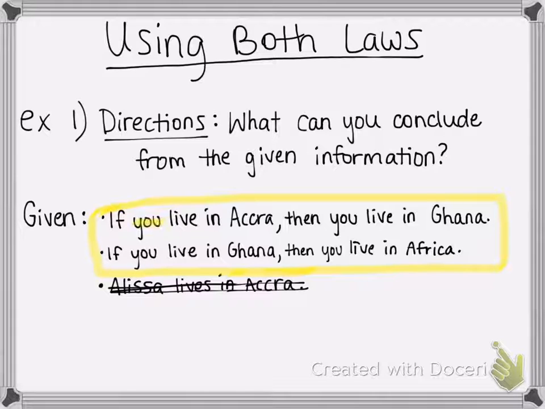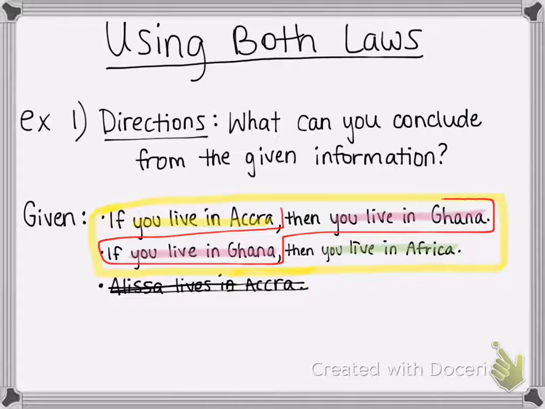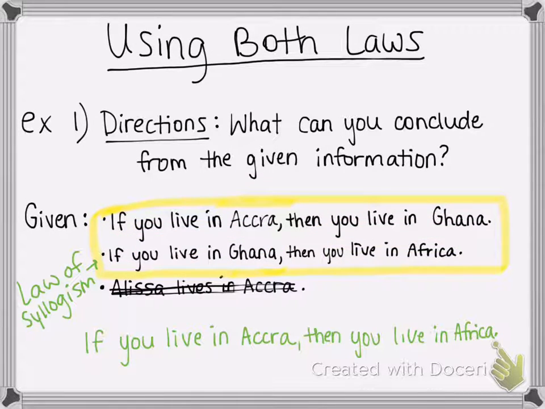So if you live in Accra is 1, then you live in Ghana. Okay, you live in Ghana we've already used. Then you live in Africa we have not. Okay, so remember with law of syllogism that this middle stuff needs to be the same. Notice in this case it is the same. So that means that we can use that law of syllogism and make a conclusion. So our conclusion is, if you live in Accra, then you live in Africa.